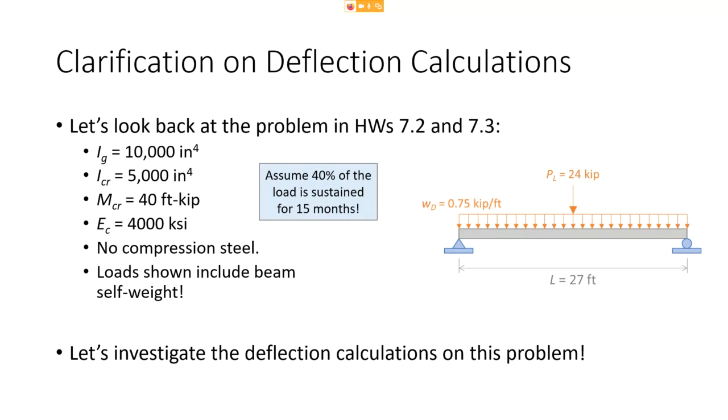We had a gross moment of inertia of 10,000 inches to the fourth. We had a cracked moment of inertia of 5,000 inches to the fourth. We had a cracking moment of 40 foot-kips, a Young's modulus of 4,000 ksi. The problem stated that there was no compression steel, so we had a rho prime value of 0. And the loads shown include the beam self-weight. So this 0.75 kips per foot, we're going to say that includes the self-weight, so we don't need to go through and figure that out.